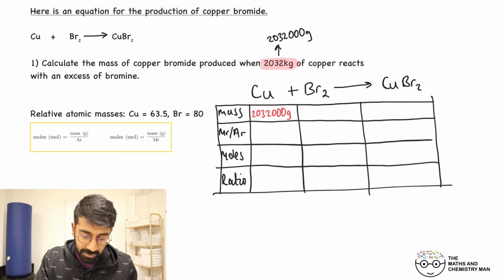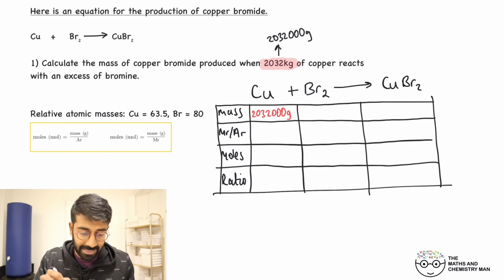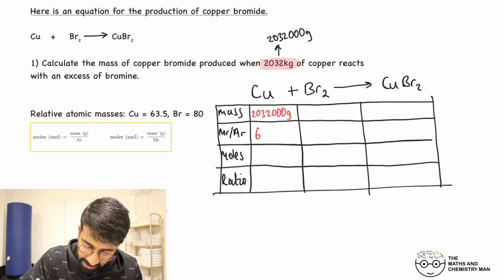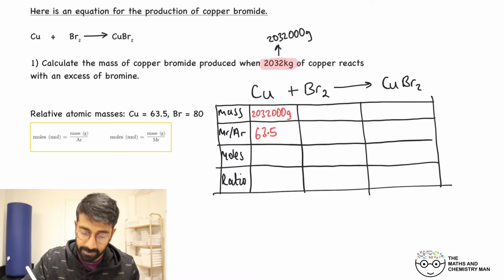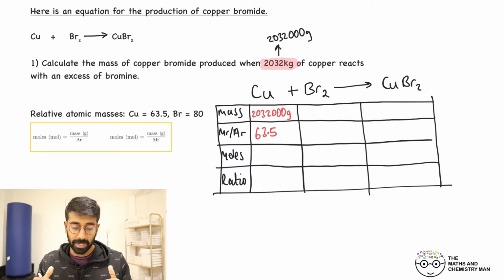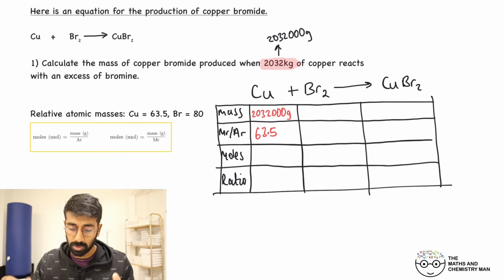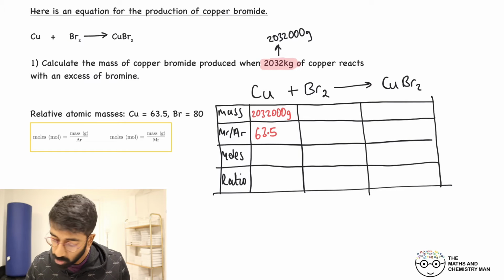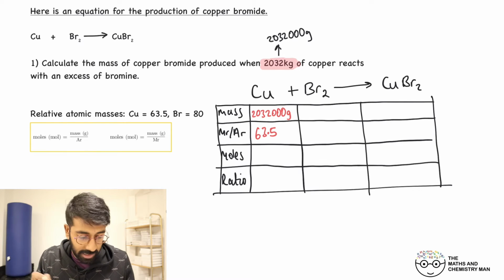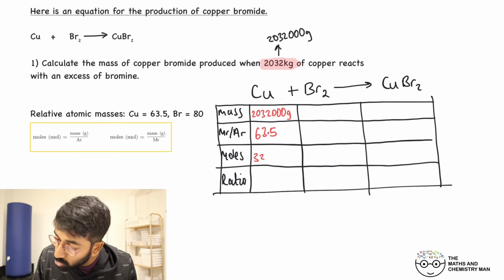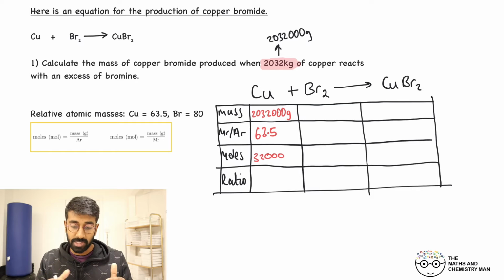Next thing, we'll work our way down. We've got a relative atomic mass for copper. That there is 63.5. So let's fill that in here, 63.5. And now what we can do is turn that into moles, right? How do you turn it into moles? The formula is here. It's mass over Mr or Ar to give you moles, right? So let's quickly divide this. We've got 2032,000. Divide that by 63.5, that comes out as 32,000 moles. Perfect.